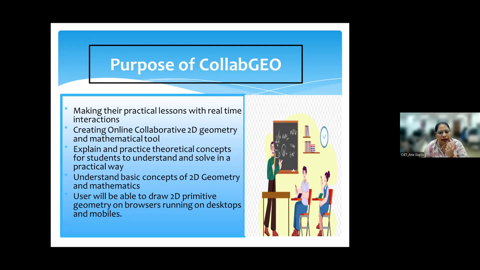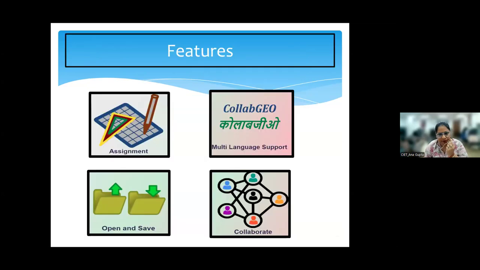And what will users be able to do in this premises? They can share with their browsers, and they can collaborate with mobile phones also. So what features make CollabGEO different from other software?